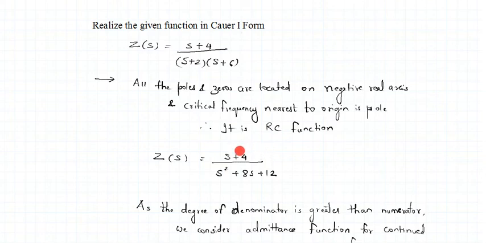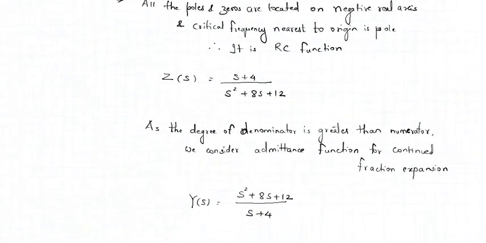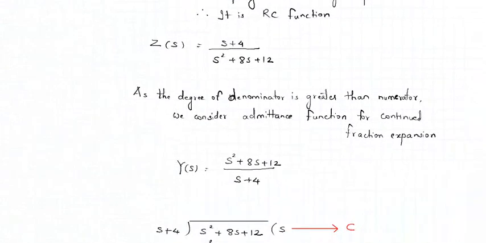Performing the division, we observe that the degree of the denominator is higher than the degree of the numerator. We cannot divide a function wherein the denominator is of higher order than the numerator, and therefore we need to take the reciprocal of the system. The reciprocal of the impedance becomes the admittance function. So we need to realize the admittance function. We cannot realize the impedance function because the degree of the denominator is higher than the numerator. Therefore we take the reciprocal and then perform the division.